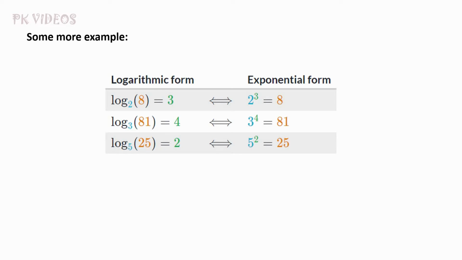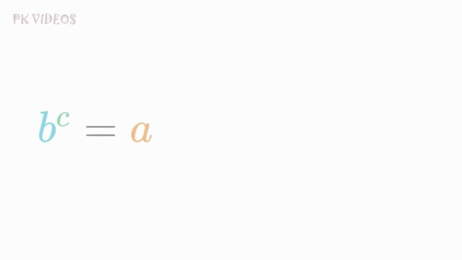Now these are the examples using the numbers. Now let us look at the general form. b to the power c is equal to a. What form is this? Is this a logarithmic form or the exponential form? This is the exponential form. b to the power c is equal to a.